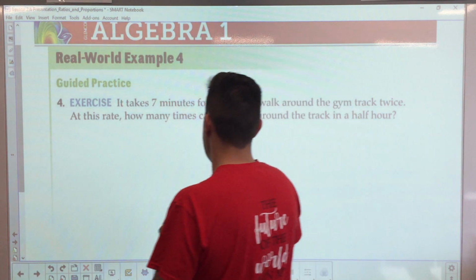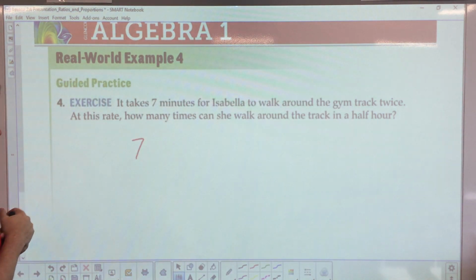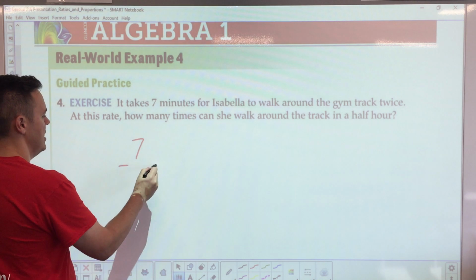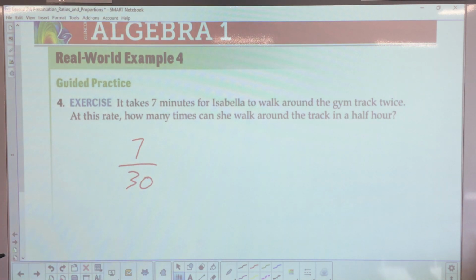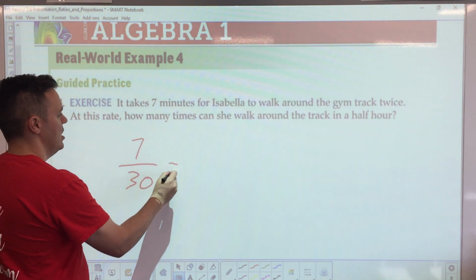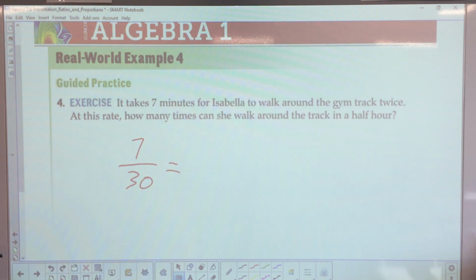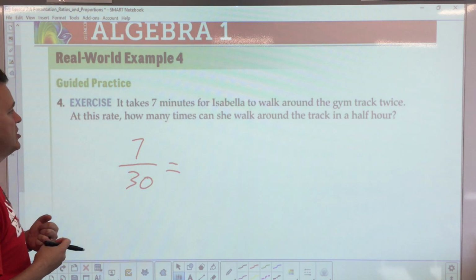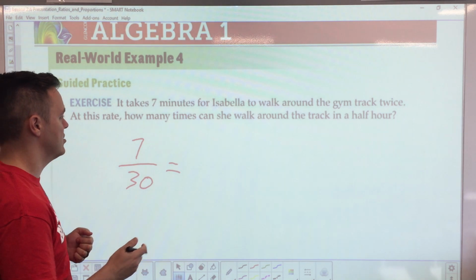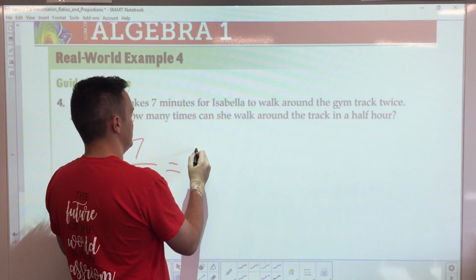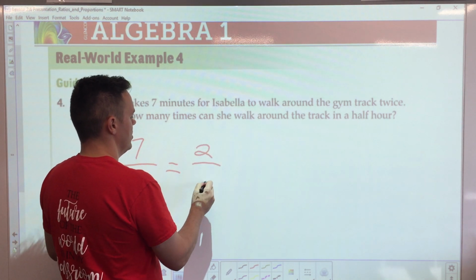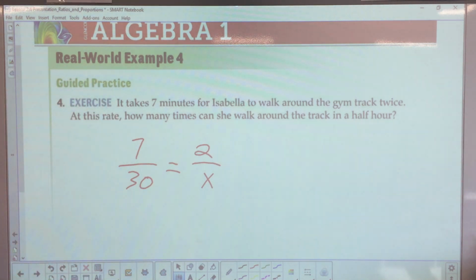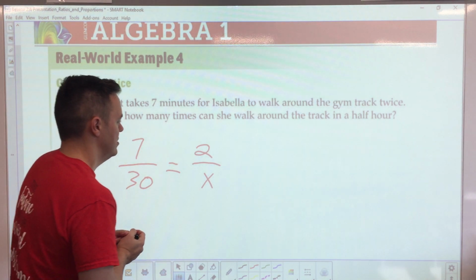All right, it takes 7 minutes for Isabella to walk around the gym track twice. At this rate, how many times can she walk around the track in a half hour? Okay, so the proportion is 7 over 30. She's already hit the track twice, so on this side, if she goes 7 minutes, it's 2. So what are we looking for? The proportion here. All right, solve the equation, ladies and gentlemen.